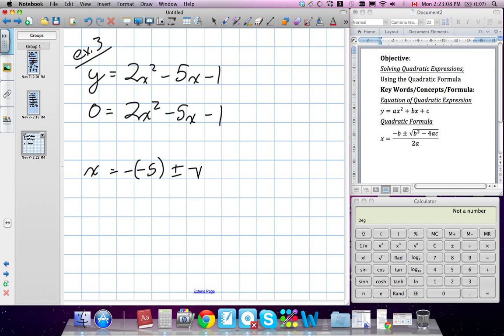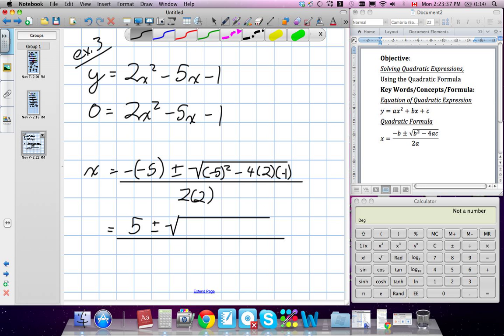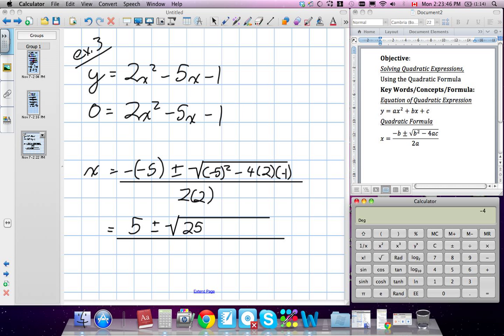So I'm going to get negative -5. That's my b term. Plus or minus the square root of b squared, which is -5 squared, minus 4 times 2 times -1, divided by 2 times 2. Okay? Negative -5 is +5 plus or minus the square root. -5 squared is 25. 4 times 2 times -1.